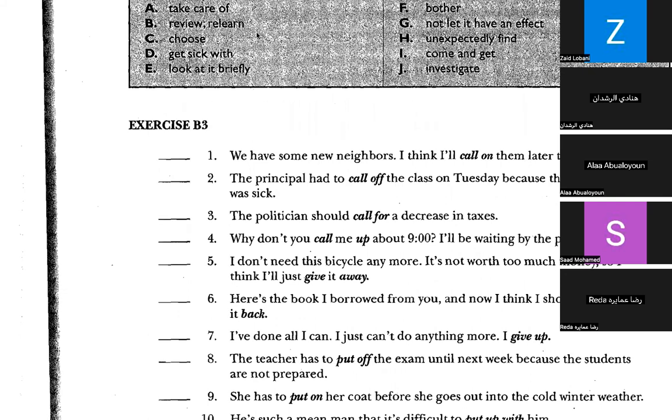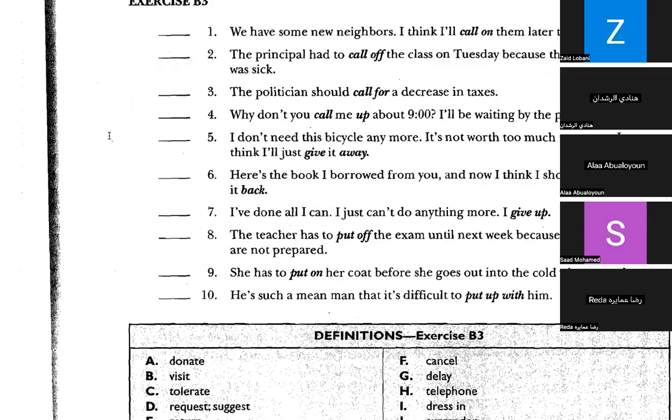So we have to what? To brush up on: investigate, come and get, unexpectedly find, not let it have an effect, bother, take care of, review, relearn, choose, get sick, or look at briefly. What do you think now from here? What do you want to choose? B, review or relearn. Good job. That is really the answer.